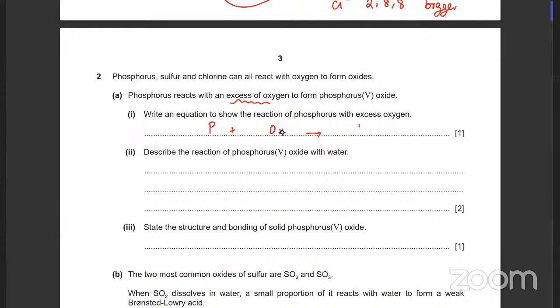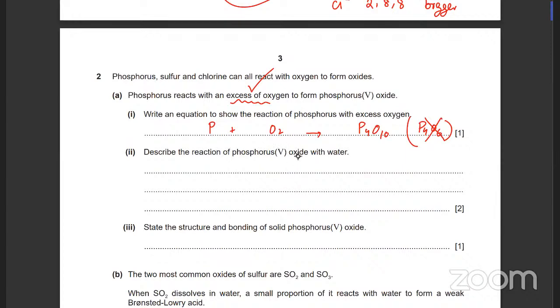P4O10. Just remember, you have P4O10, you also have P4O6 as well. But P4O6 will not be written over here because you're reacting with excess oxygen. So it's going to form the oxide with the higher oxidation state. Describe the reaction of phosphorus oxide with water.